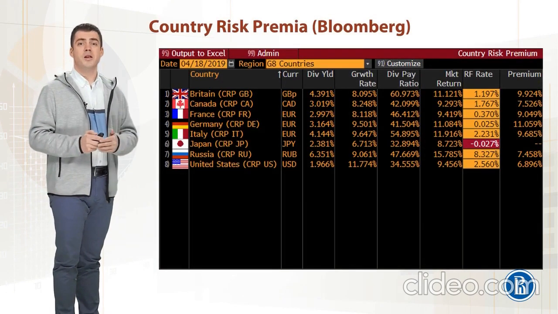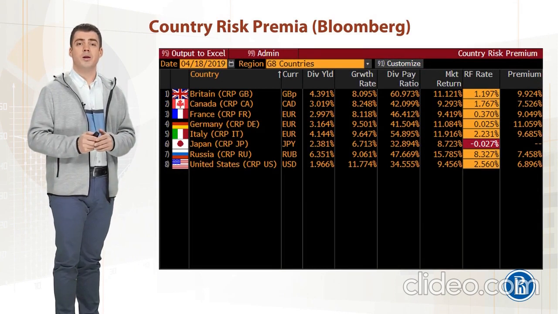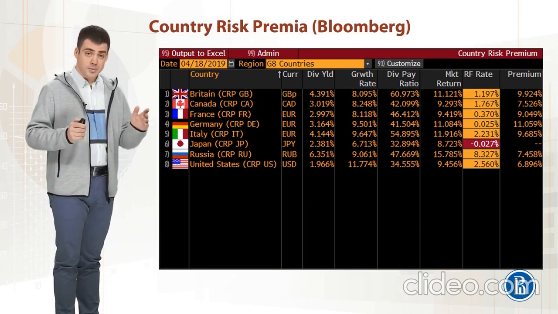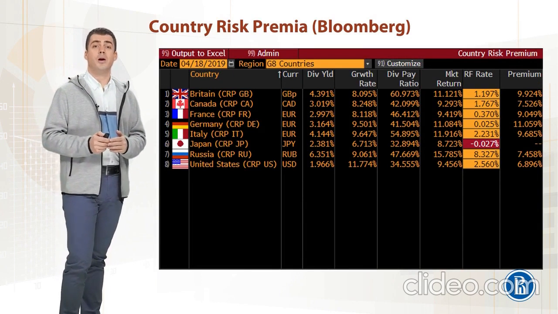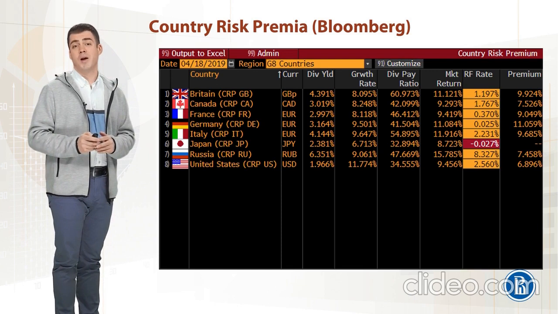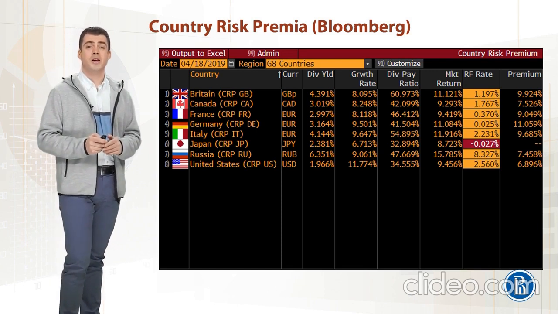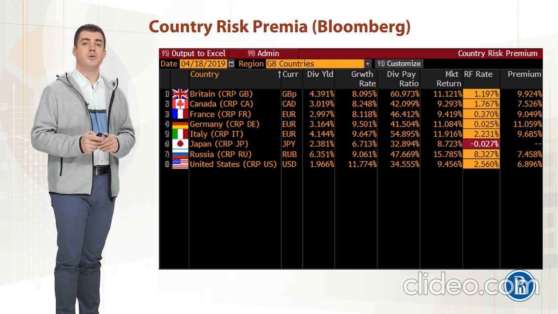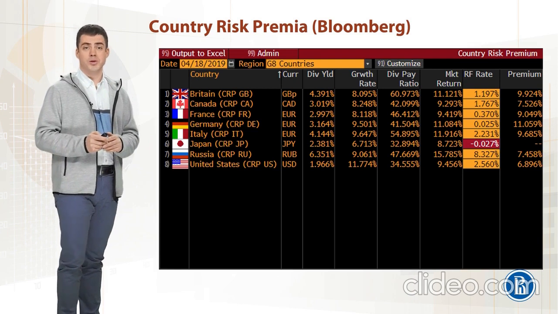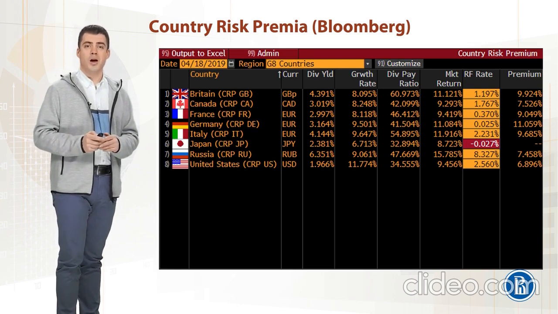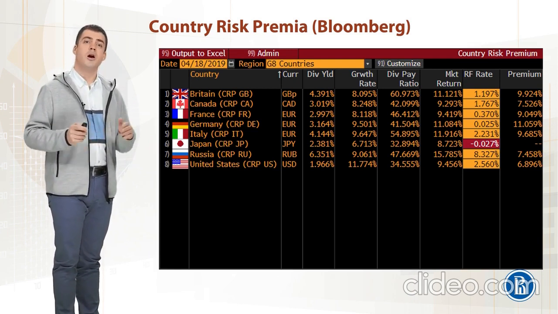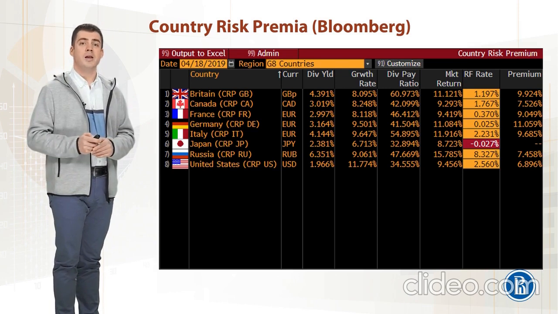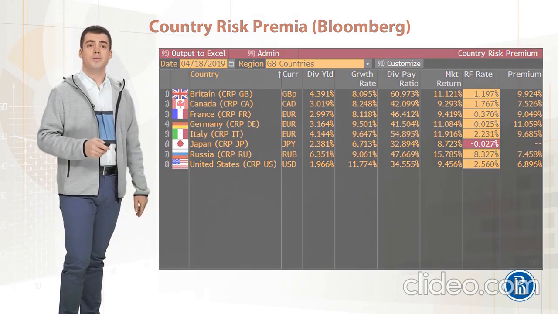Here you can see the screenshot from the Bloomberg screen where the country risk premium for different countries are estimated based on such factors as the historical dividend yield for the national stock market, the average growth rate, the dividend payout ratio, and the market return. We also take into account the risk-free rates, which are also different in each particular market.